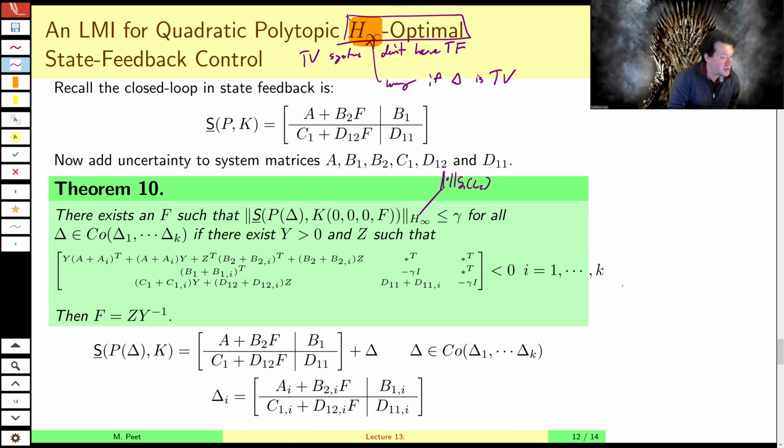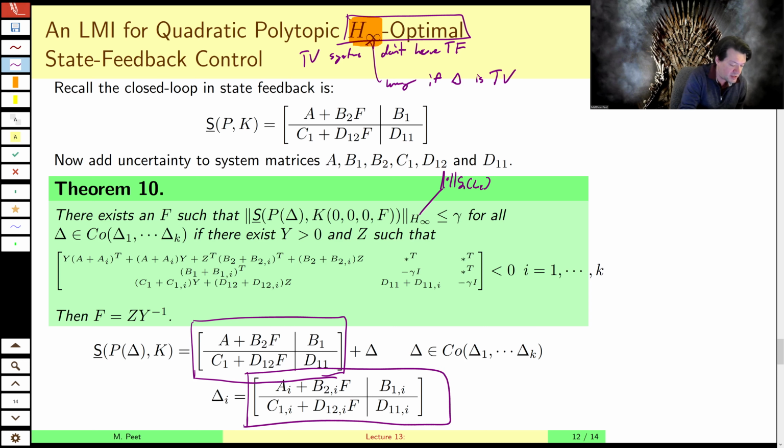So here we go. We close the loop on the system, and we get our normal closed loop system. This is the nominal, and we have the delta, which are the values of the vertices of the polytope. So this is an infinite dimensional LMI, because it has to hold at every value in the polytope, but we represent the polytope using a finite number of vertices.